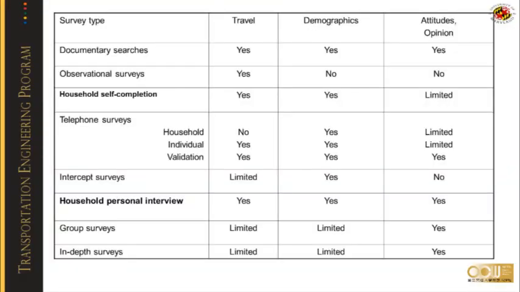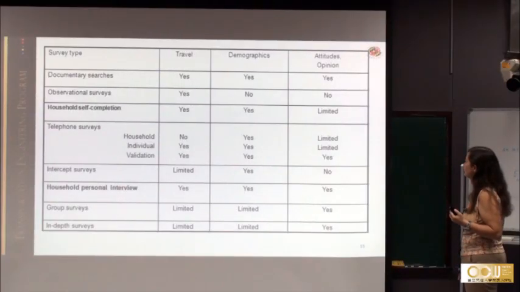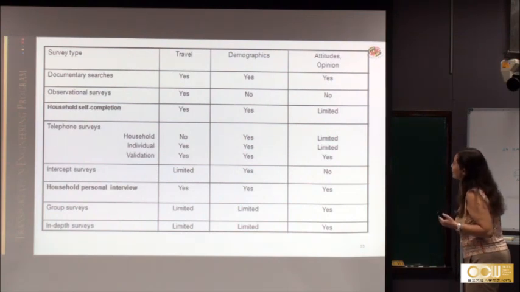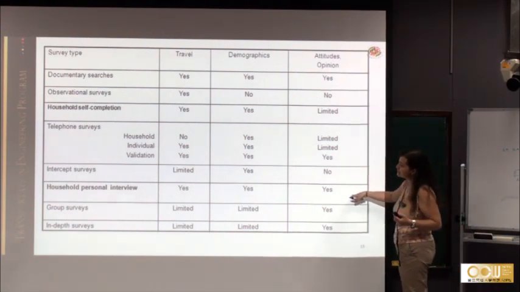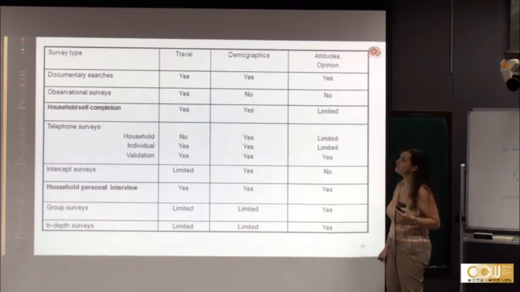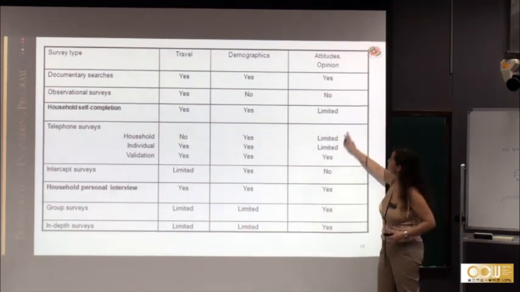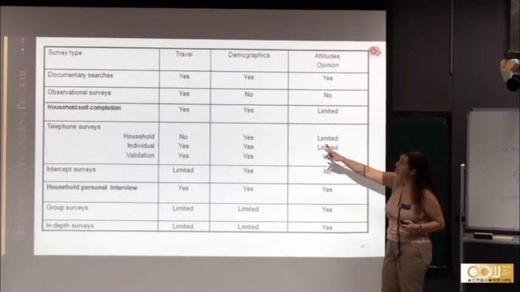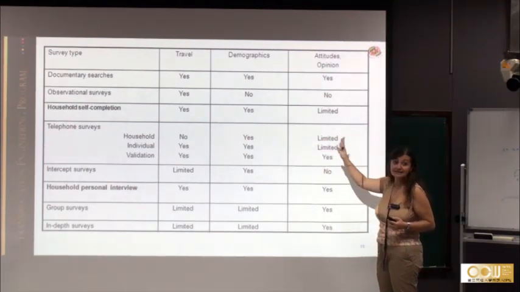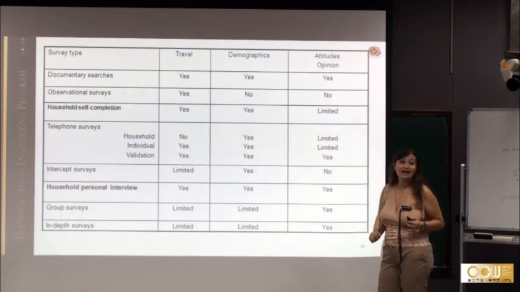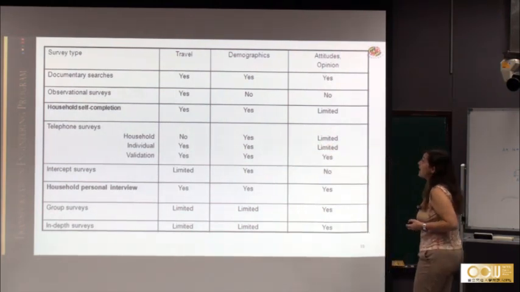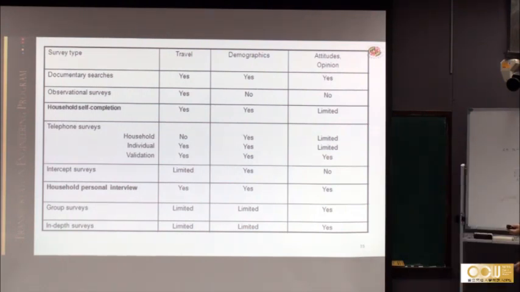Okay, so this is especially summarizing all we have seen. The household personal interview is the one with the most yes, right? You can collect information about travel, demographics, and attitudes and opinions. And so I would say that we work mainly with this household personal interview and household self-completion, right? So this is the National Household Travel Survey. We have data about travel and demographics, very detailed data, but we do not collect attitude and opinion data with household self-completion, which is the National Household Travel Survey.